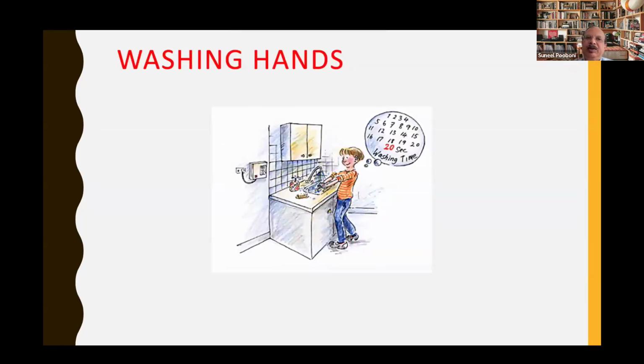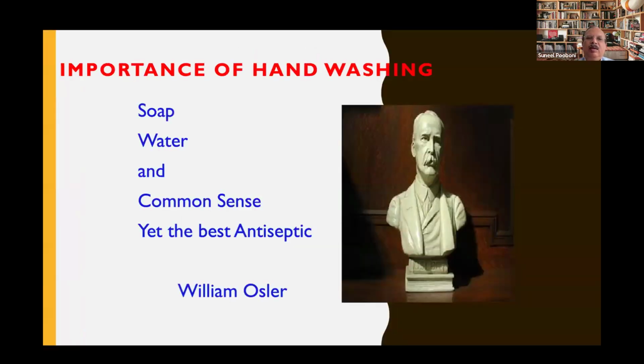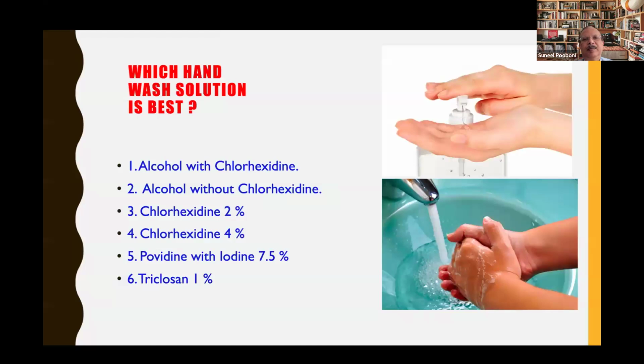How do you prevent infections? Old principles are still the gold standard. Washing hands thoroughly in the way described, recommended for all of us, involving all the steps, is very much needed. Using clean water and soap, or using clean water and chlorhexidine. From the days of William Osler, the importance of hand washing has been emphasized. Soap, water, and common sense are the best antiseptics.